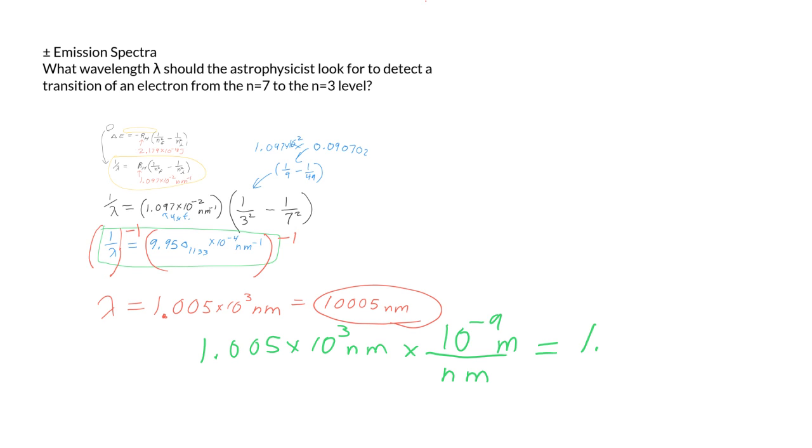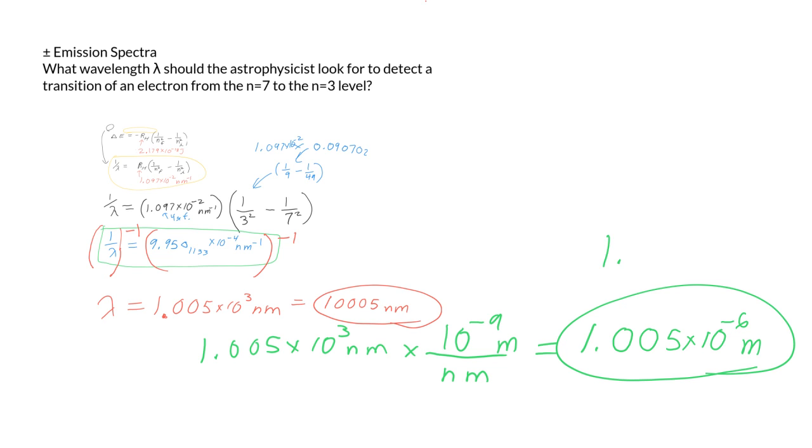So 1.005 times 10 to the negative 6 meters. By the way, they only give it 3 sig figs when it really should have 4 sig figs. So they're actually looking for 1.00 times 10 to the negative 6, just because the graduate student messed up.